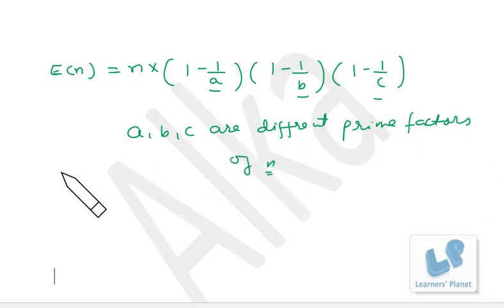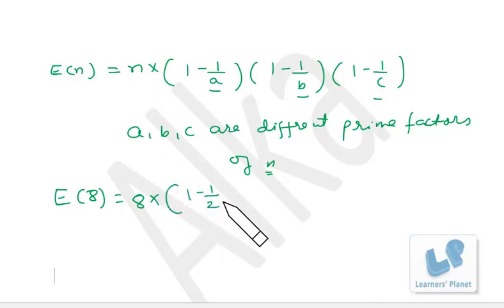Suppose we have to find the Euler number of 8. The prime factorization of 8 is 2 cube. We will not consider the cube, but the prime factor is 2. So I write 8 into (1 minus 1 upon 2). That is 8 into 1 by 2, which is 4. So the Euler number of 8 is 4.